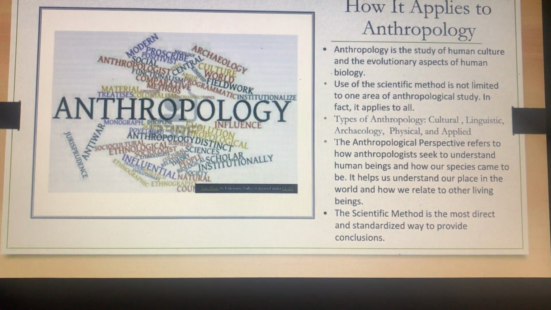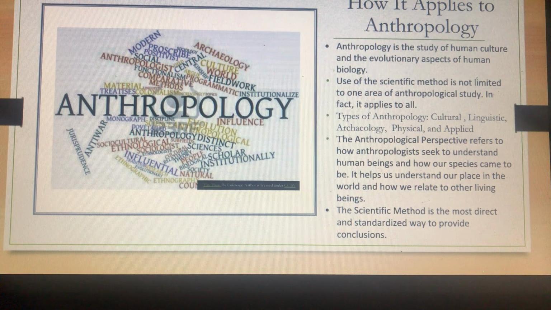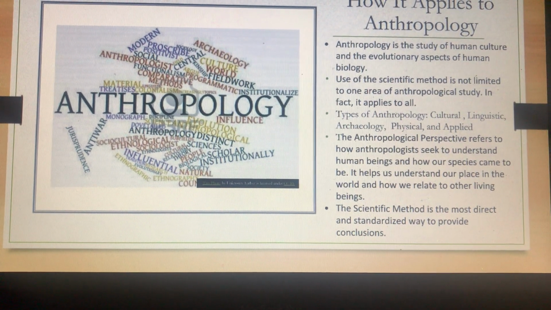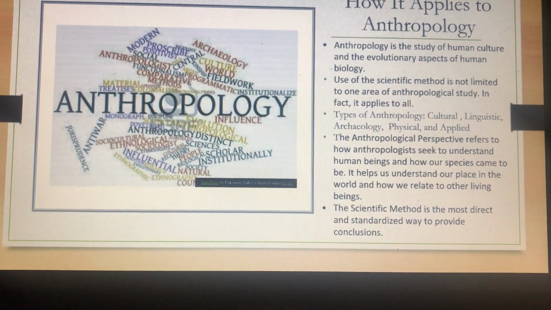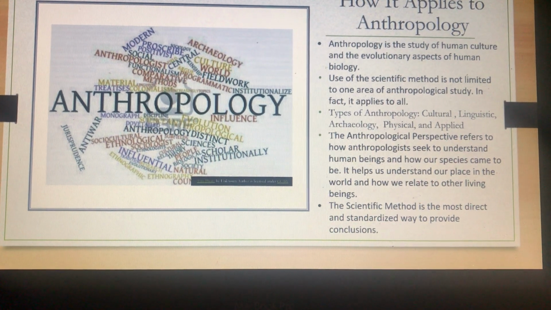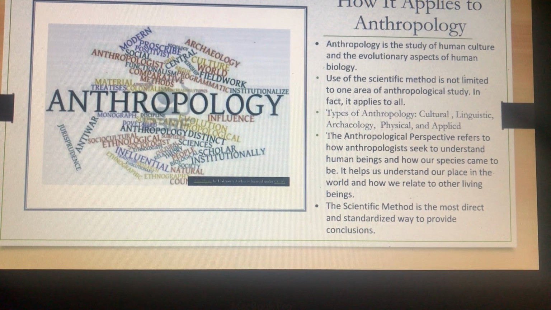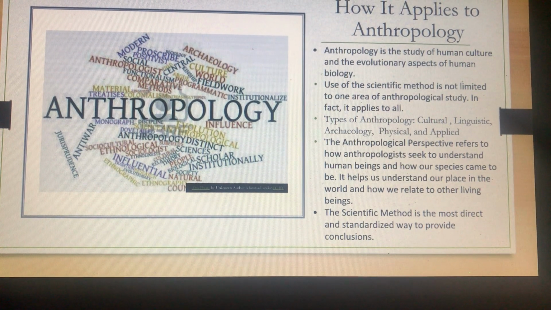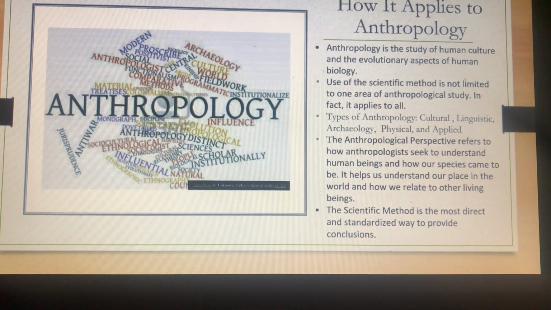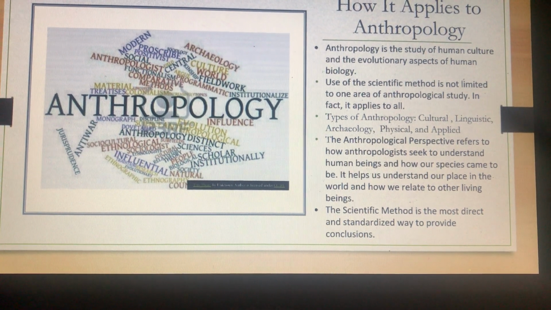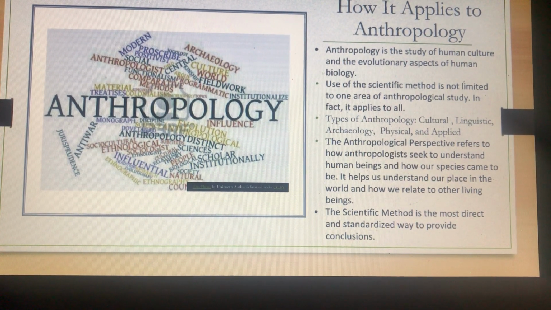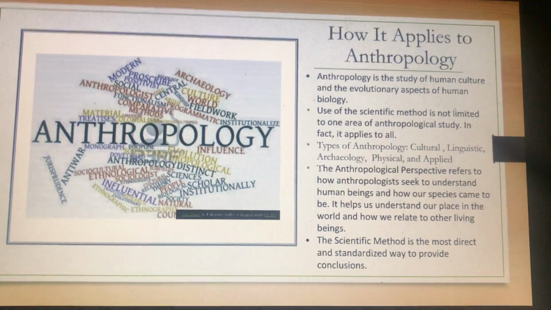These are the types of anthropology: cultural, linguistic, archaeology, physical, and applied. The anthropological perspective refers to how anthropologists seek to understand human beings and how our species came to be. It helps us understand our place in the world and how we relate to other living beings. The scientific method is the most direct and standardized way to provide conclusions.